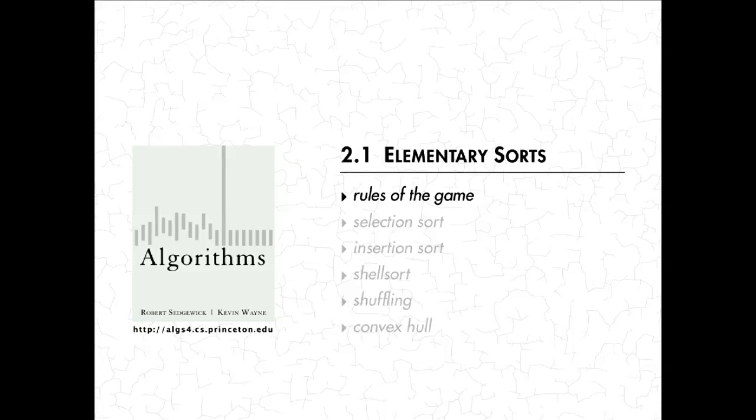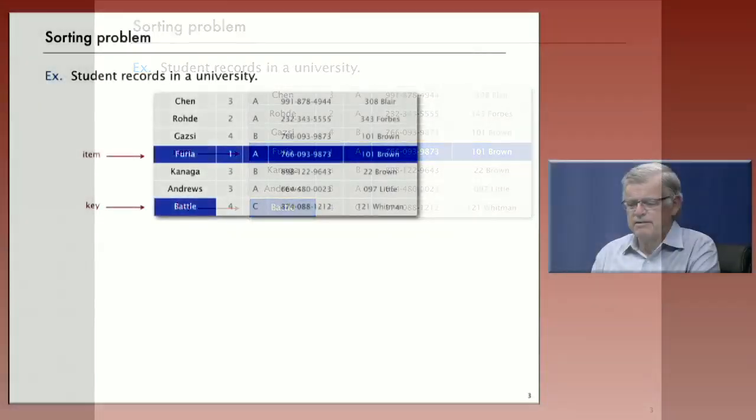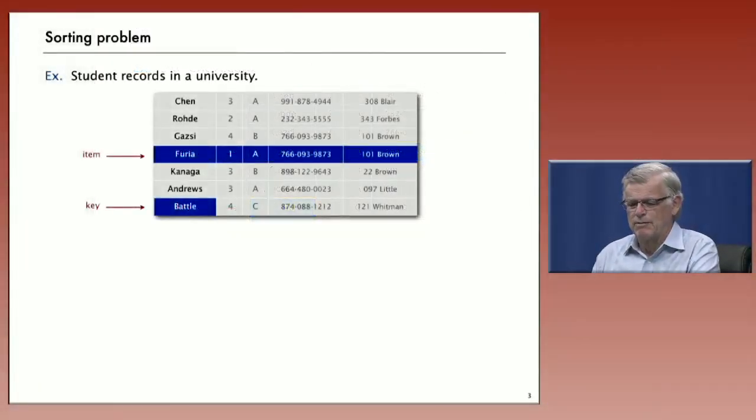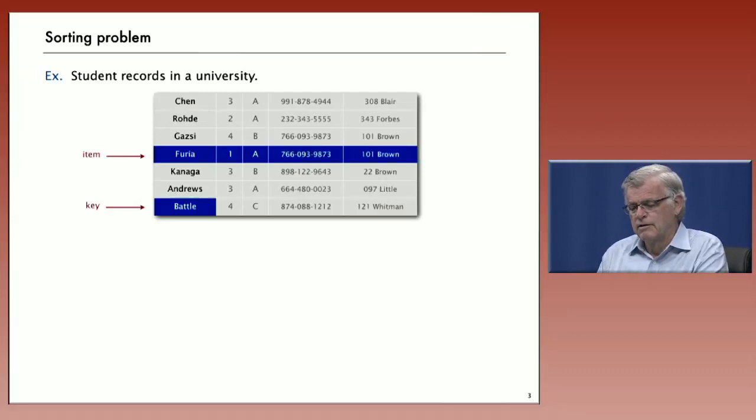Okay, what are the rules that we're going to follow? Well, here, let's start with looking at a typical basic sorting problem. Say a university has student records. And for every student, there's a certain amount of information. Maybe there's a class number, there's a grade, there's a phone number, maybe an address. So we refer to an item as a record, or the information that we're going to sort.